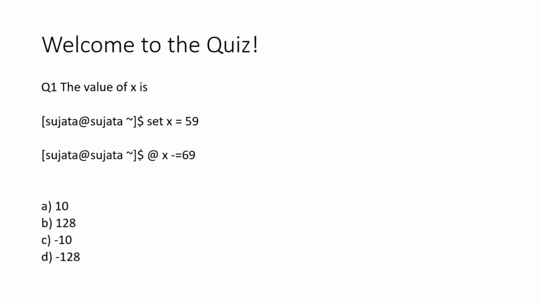Hello folks, welcome to the quiz. Question number 1. The value of x is: set x = 59, @ x -= 69. Your options are A 10, B 128, C -10, D -128. Take your time.